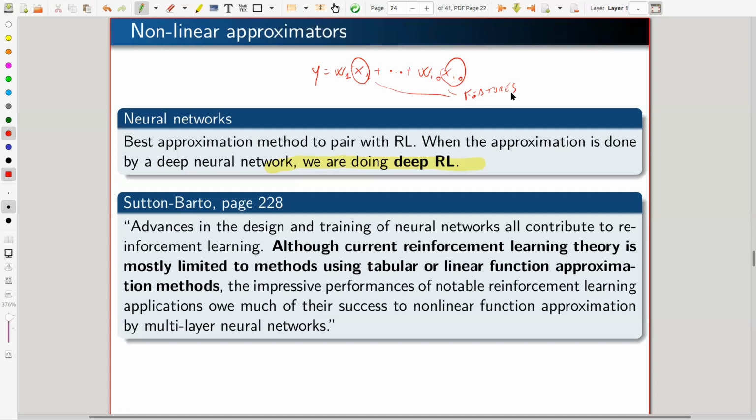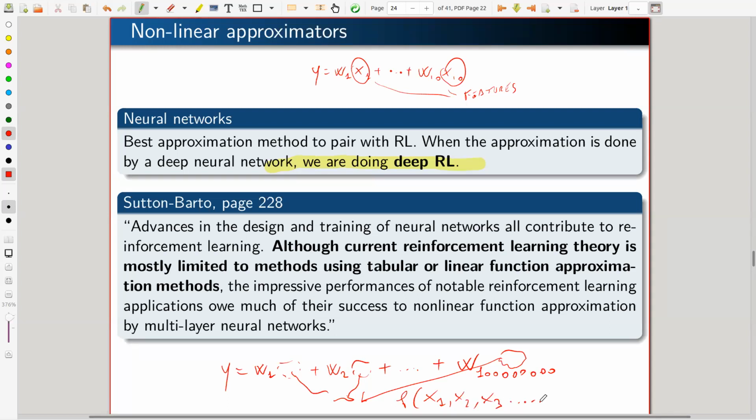Using a neural network means that you are using an approximation of your value function of the form y equal to W1 times something plus W2 times something plus, going up to W100 millions. This is possible with very deep neural networks. All these somethings are functions of x1, x2, x3, and something. Oh, sorry, the weights are also not this way. Let's say something also here.